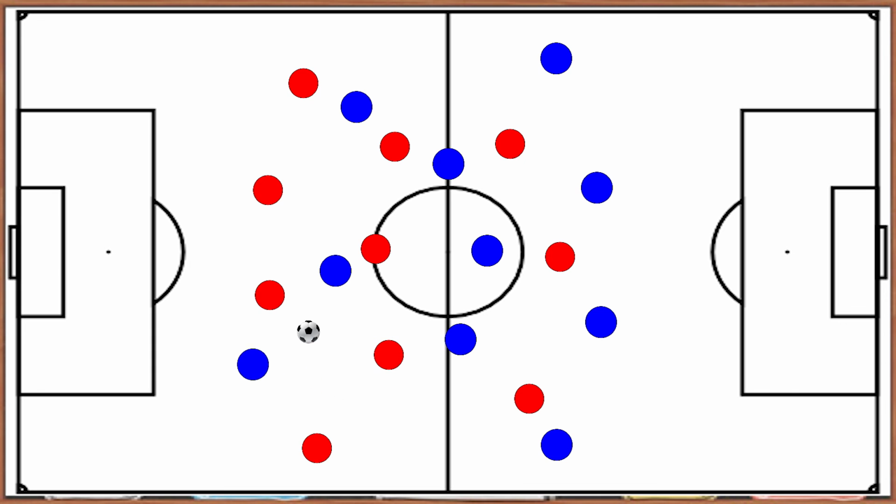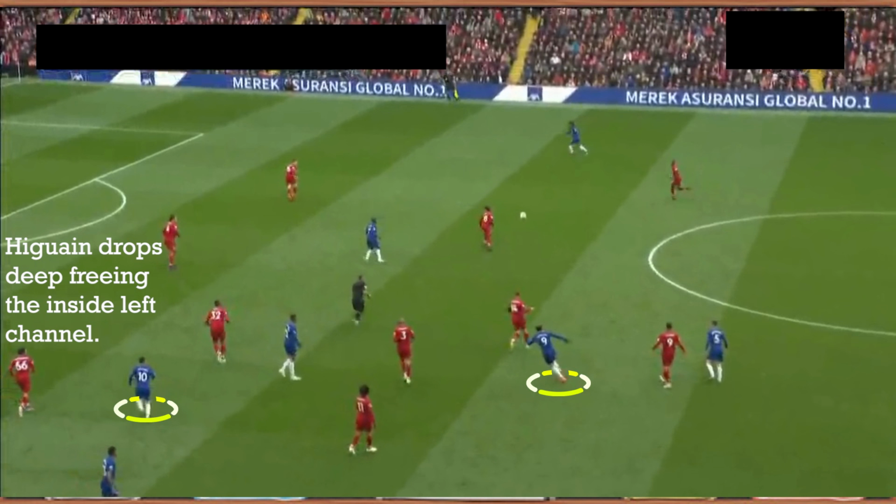This would allow Hazard to make runs in behind and resulted in 2 big chances, but ultimately it was to no avail.